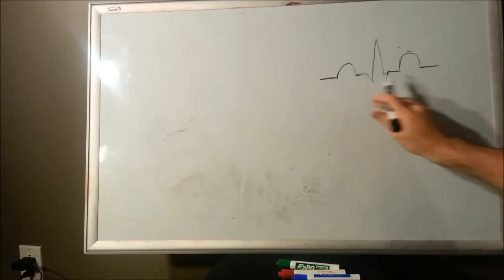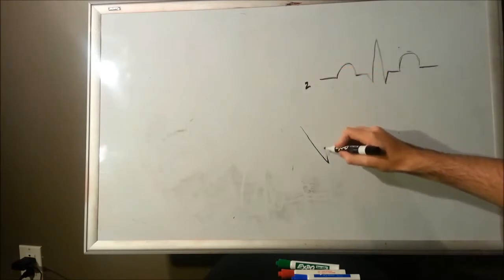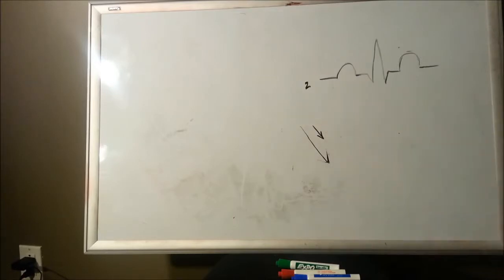So this lead right here on the idealized EKG tends to be lead 2. And that's because lead 2 has a vector force in that direction, and the normal heart has a vector force in the same direction pretty much. So that's going to be your normal tracing.